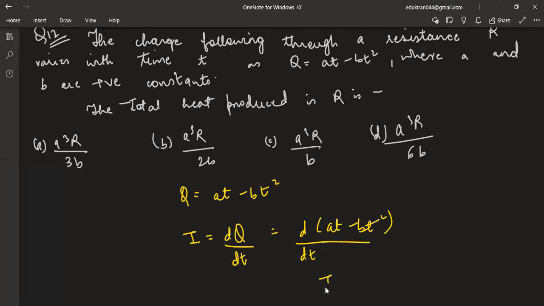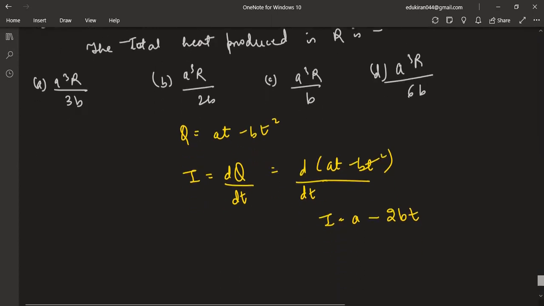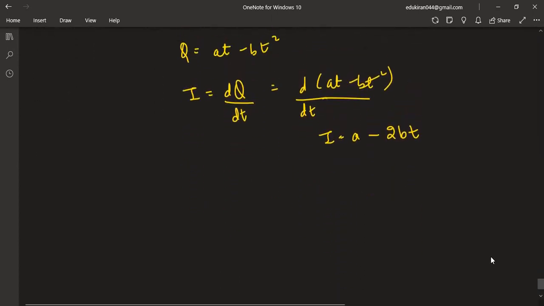So if you differentiate it, A will be the constant, T is 1. Minus, 2 is the power, so 2bT, because T to the power 2 minus 1 will be 1. So I is equal to A minus 2bt. You have current. From charge, you have calculated current.